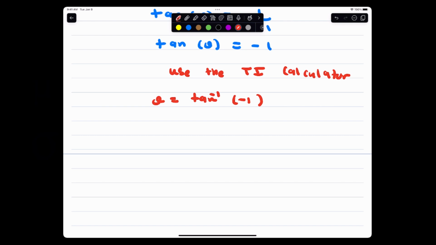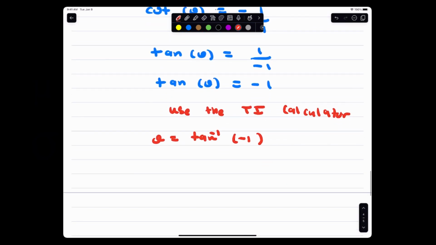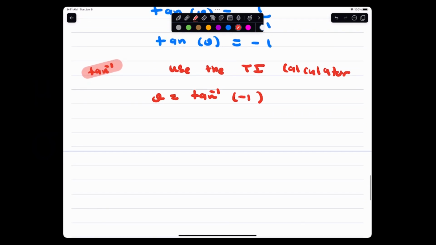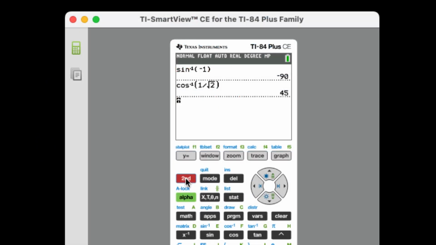Is that true? Isn't that? If you're going to use the calculator, we're going to have to do the what? Use the inverse tangent. There you go. So let's try that out here. Second tangent, -1. What's your inverse tangent? What's theta going to be?